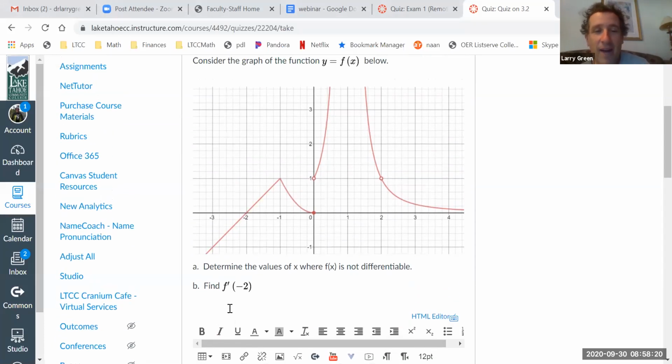So I'm going to go to the graph. And just for fun, how about at x equals -3? Is that differentiable? Yes. Yeah, that one's differentiable. There's no problems.